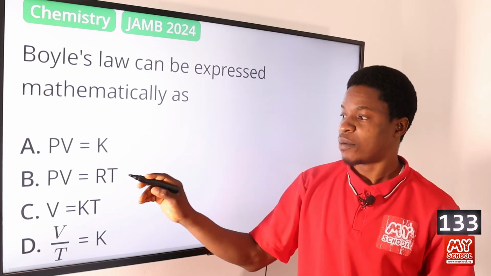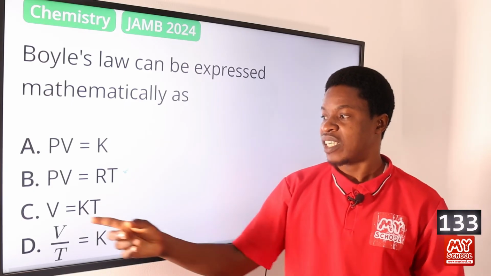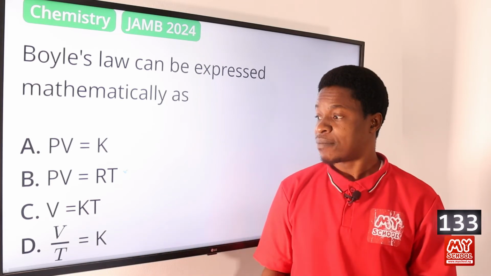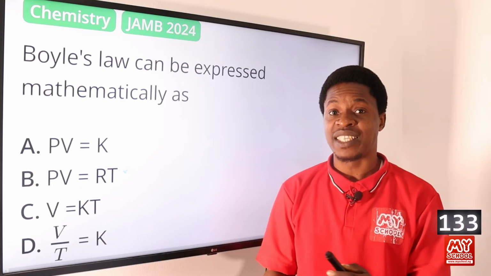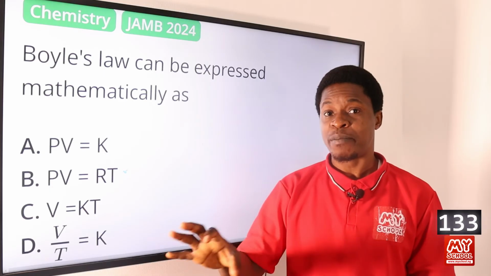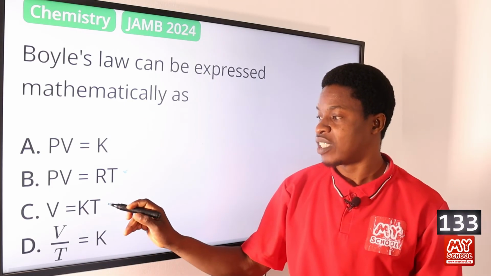Option C states V equals KT. Looking at the relationship between volume and temperature, that is what Charles' law talks about: the volume of a given mass of gas is directly proportional to the temperature, provided that pressure remains constant. That's Charles' law, but we are talking about Boyle's law. So this is not it, eliminated.